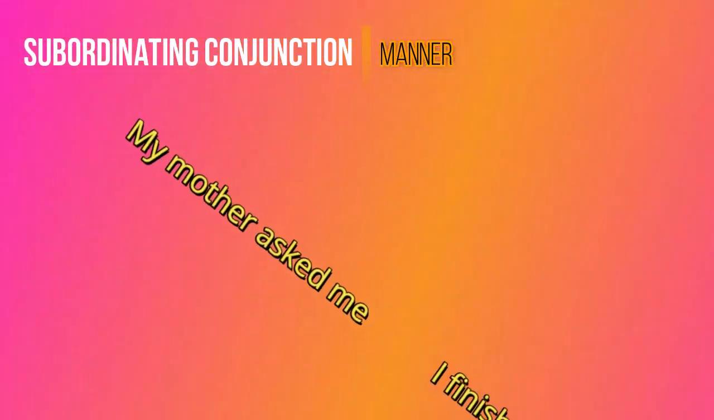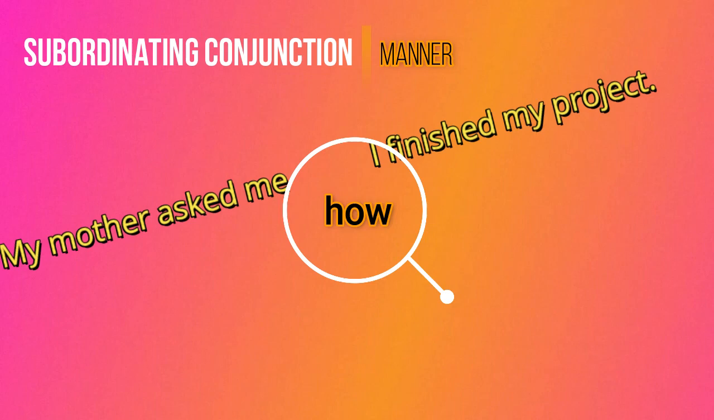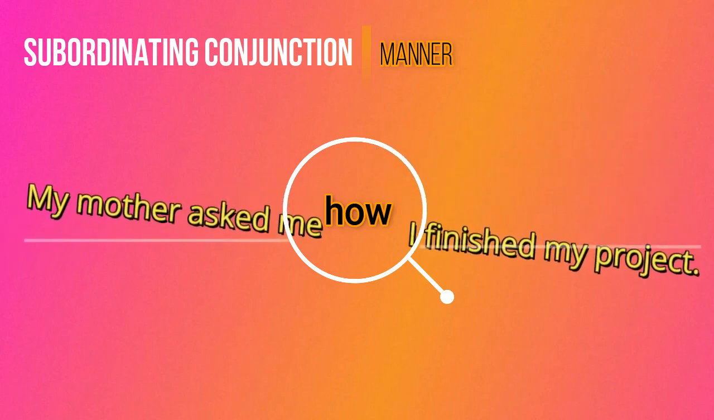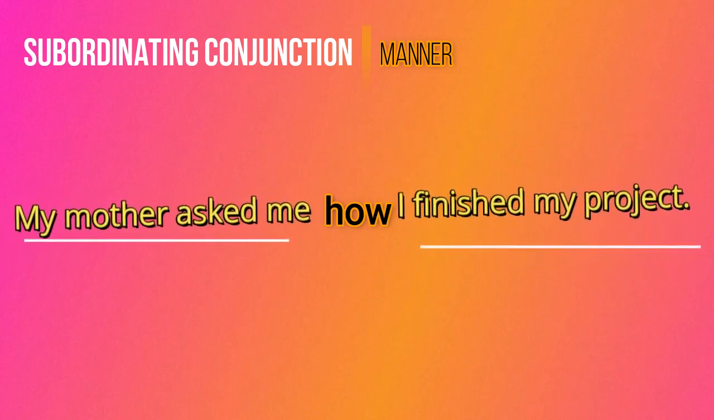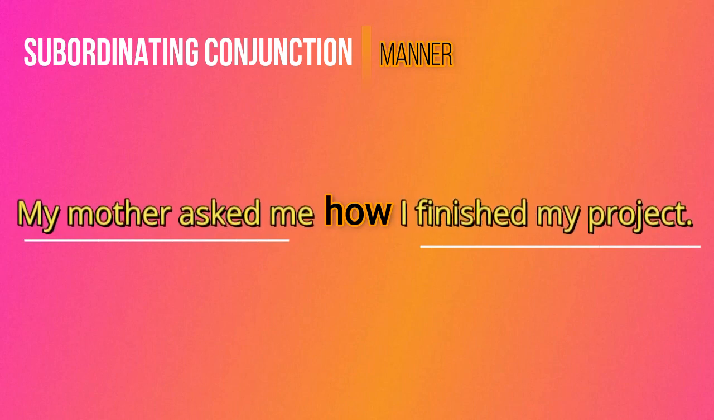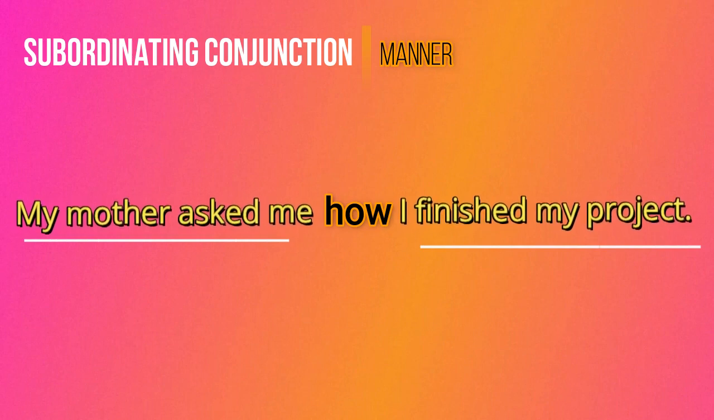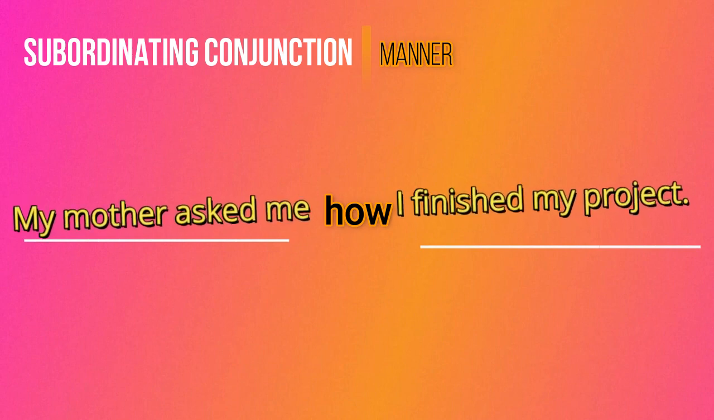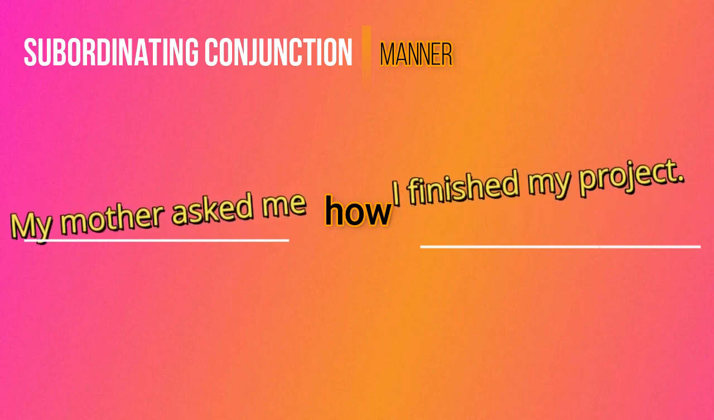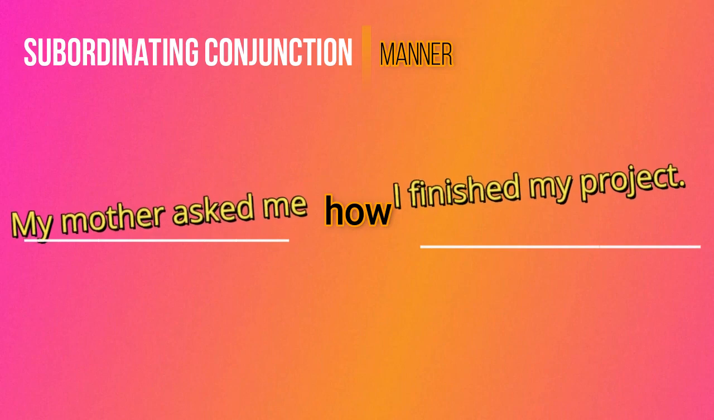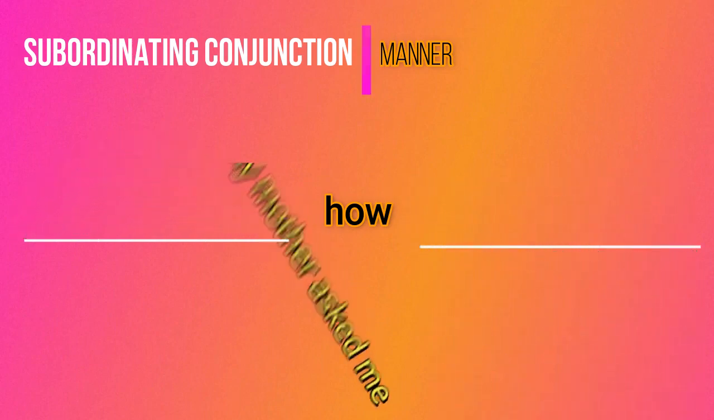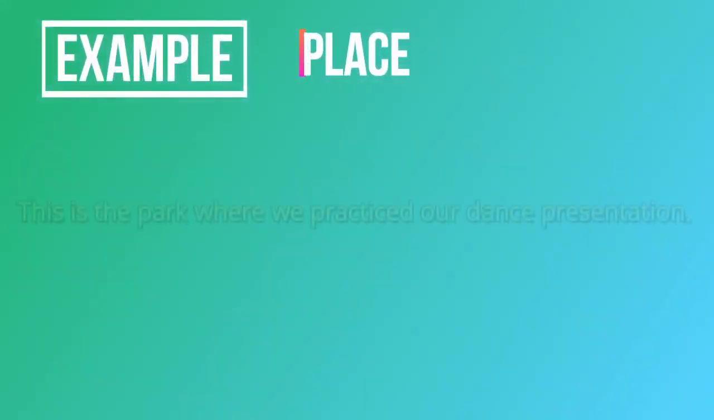Next, let's talk about manner. Subordinating conjunction used how. My mother asked me how I finished my project. Dito, kaya siya nakakategorize sa manner dahil how. Ibig sabihin, paano ginawa ang isang bagay. Pinapakita, no? So, nandito pa rin, ganun pa rin, may independent clause, may dependent clause, at ang ating how nga, ang ating subordinating conjunction. How I finished my project. So, dahil siya ay incomplete, siya ay subordinating clause.